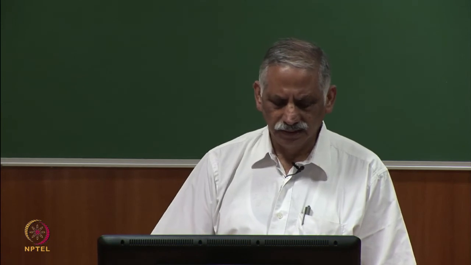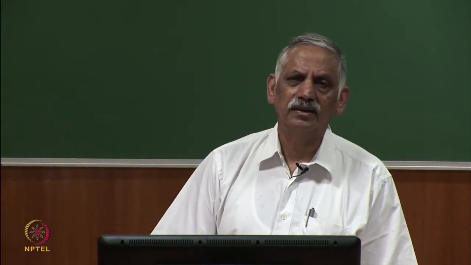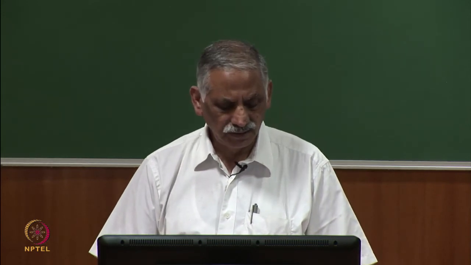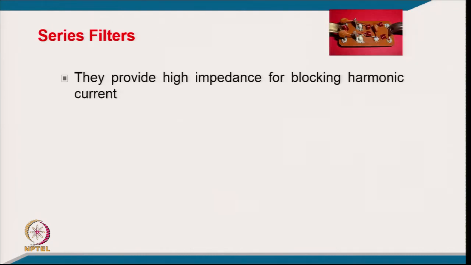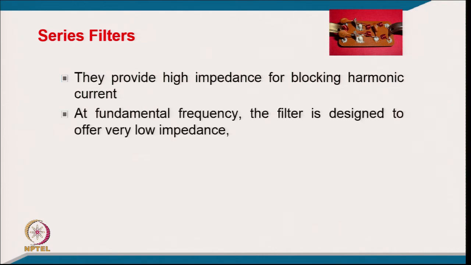So if you are drawing low power, the current will be less. Certainly the reactive power given by the passive filter is constant, but you now need reduced reactive power. So it will go to poor power factor on the leading side, not the lagging side. That is another drawback of it, and typically what you have is a notch filter or single tuned filter, or a double tuned second order damped filter which we discussed earlier also. Now, coming to the series filter, it provides high impedance for blocking harmonic current.